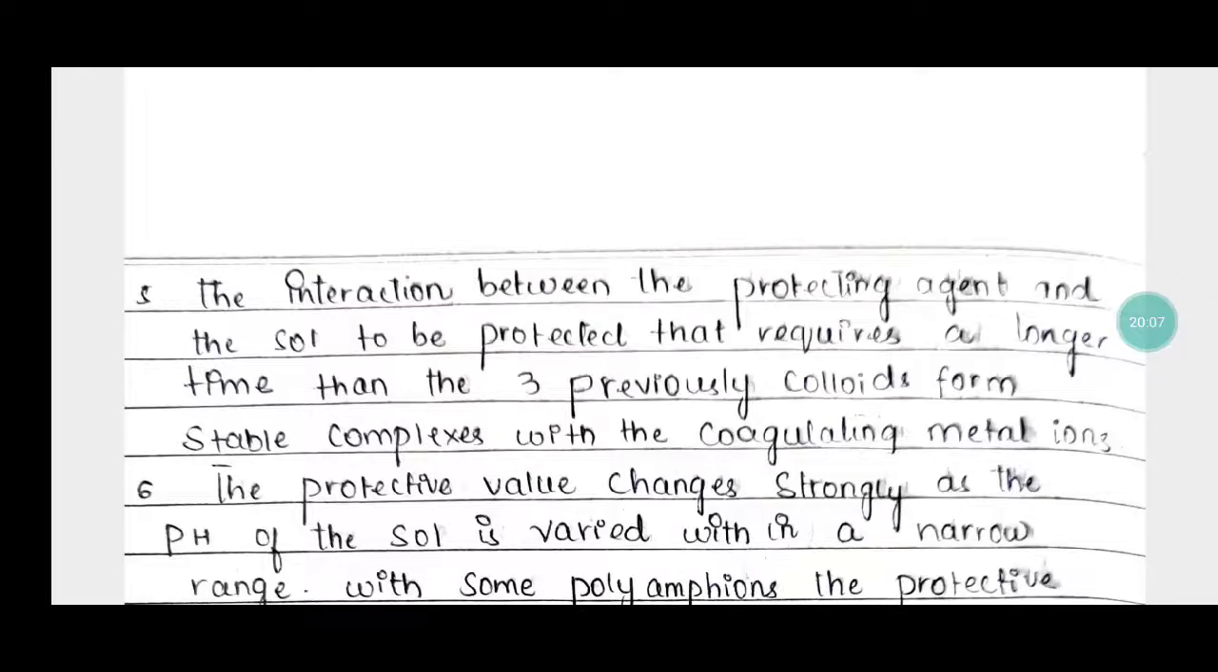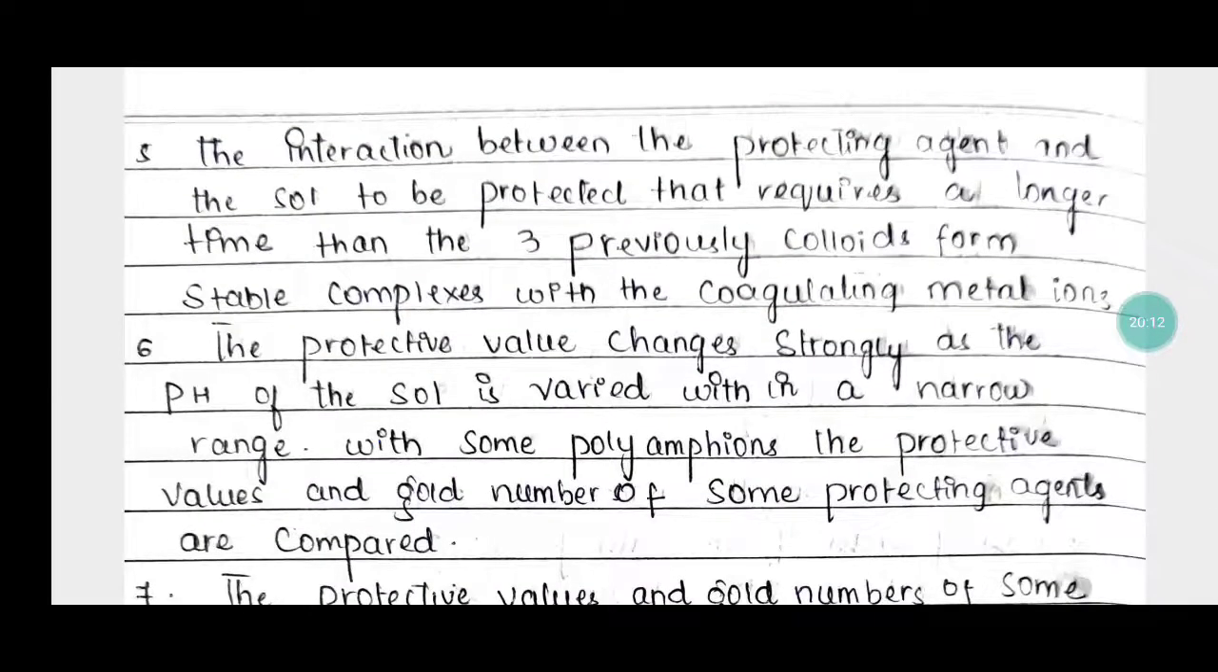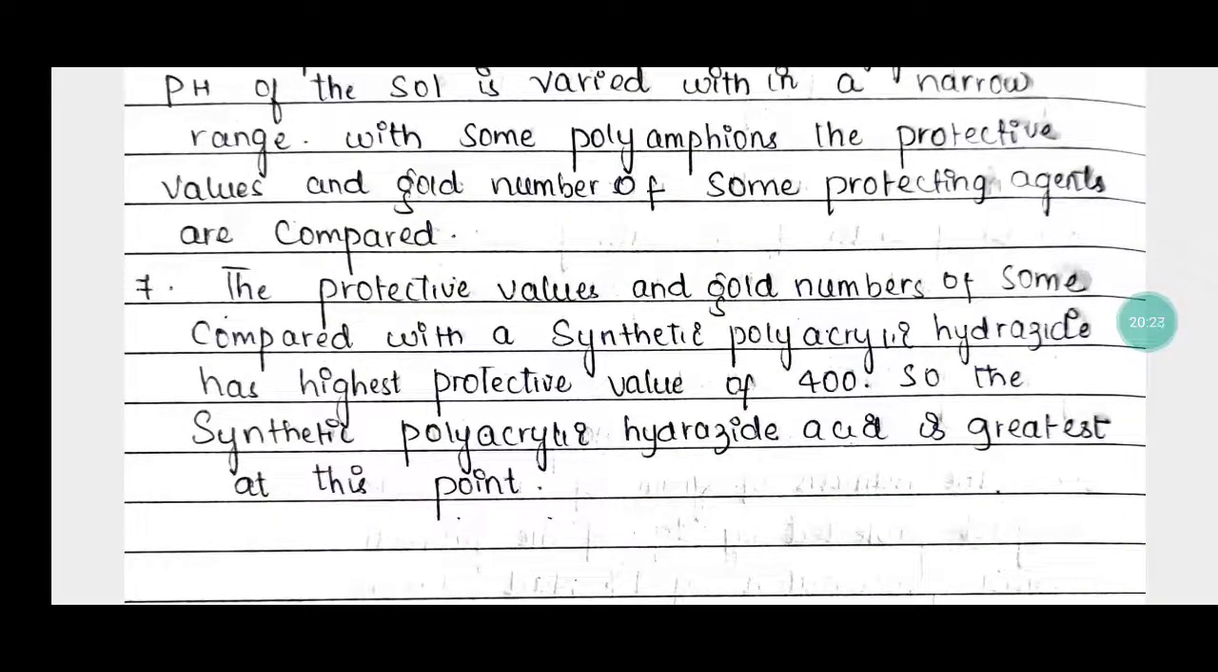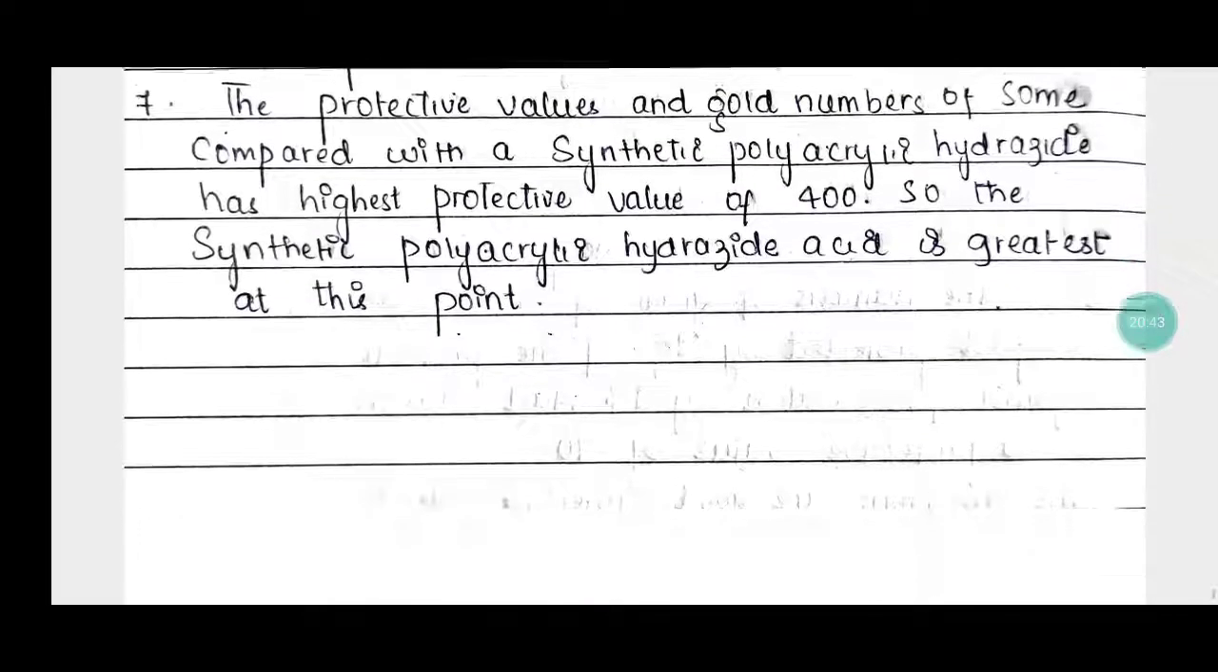They are stable complexes with coagulating metal ions. The protective colloid changes strongly with pH in narrow ranges, as with some polyampholytes. The protective values and the gold numbers of some protective agents are compared. Synthetic polyacrylic hydrazide has the highest protective value of 400, so it is the greatest at this point.